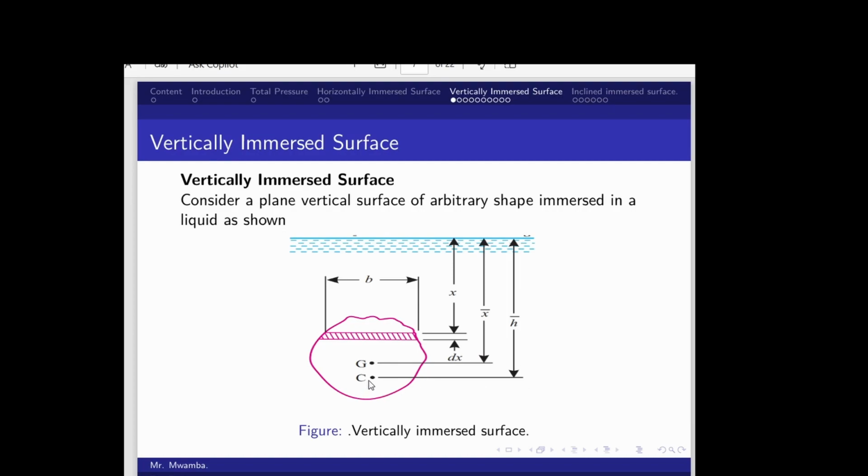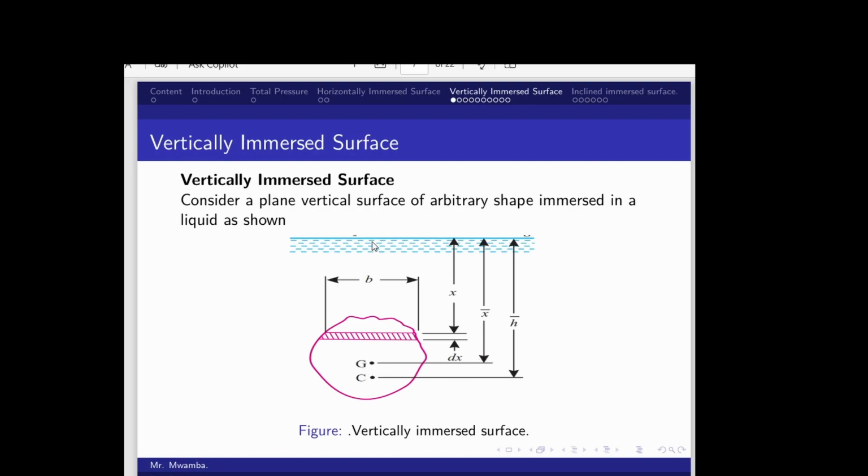From the point at which the pressure from the liquid acts on this object, we have the h bar. And then the center of gravity, or center of mass, is the point at which gravity acts on this body.